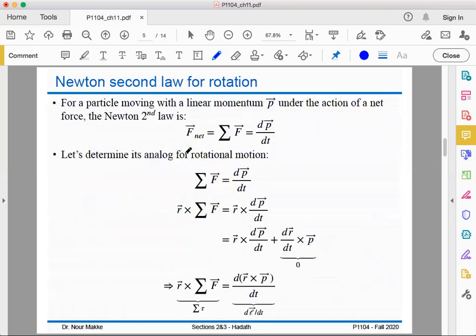Let's see. We have seen in chapter 9 that instead of writing Newton's second law in its basic form, F net equals ma, when we defined the linear momentum, we can write this Newton's second law, instead of m times a, as the derivative of the linear momentum with respect to time. So the question is, can we derive something similar to this Newton's second law, but in the case of rotation? Well, in principle, yes.